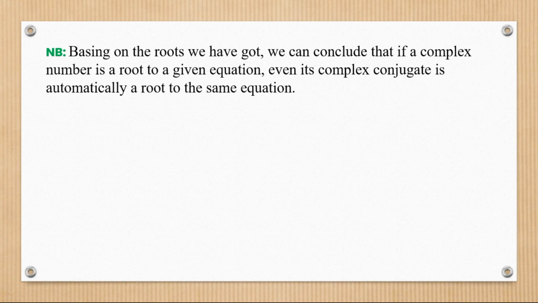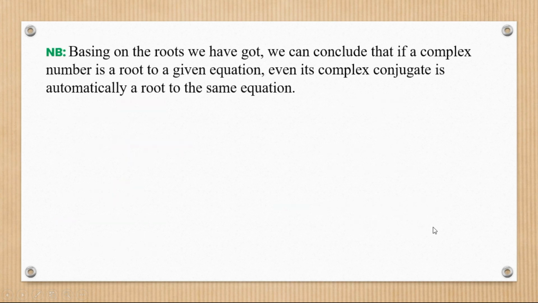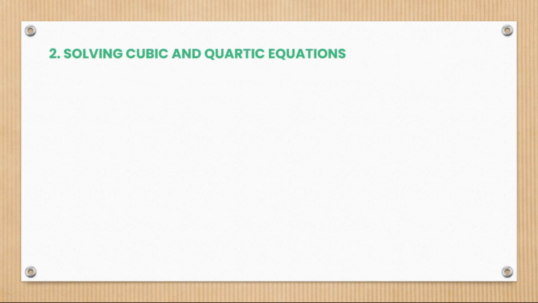Right, so based on the roots we have got, we can conclude that if a complex number is a root to a given equation, even its conjugate is automatically a root to the same equation. And how have we seen that? When you look at the final answers, the difference between the two roots is that there is a change in the sign in front of the imaginary part. So this is the conjugate of that. So we can actually see that the complex conjugate is automatically a root to the same equation. So note that, because it's going to be helpful for each of the different sections.